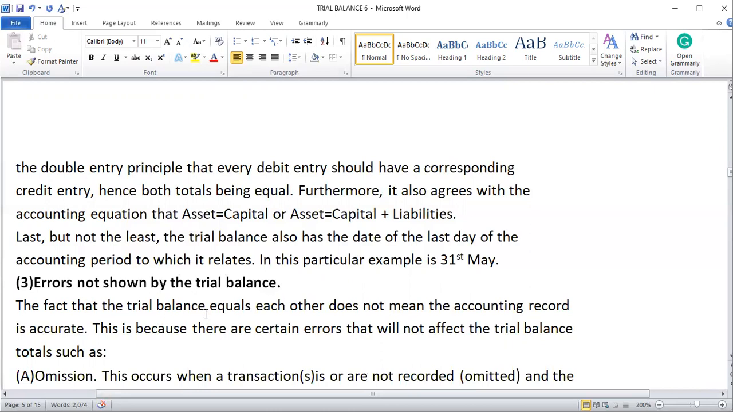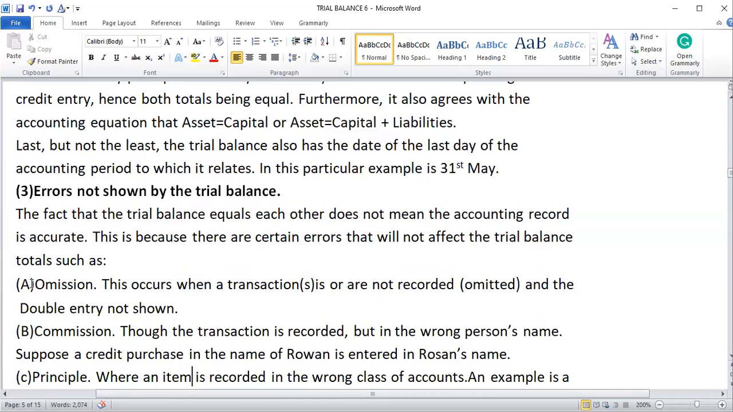The fact that the trial balance equals each other does not mean the accounting record is accurate. This is because there are certain errors that will not affect the trial balance total. The fact that the debit column is equal to the credit column doesn't mean that all the transactions or all your double entry is correct. You might have made a mistake and the trial balance will not show. So let us go through some of the errors.